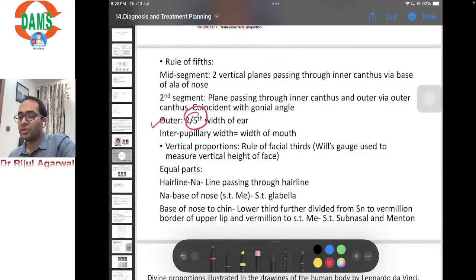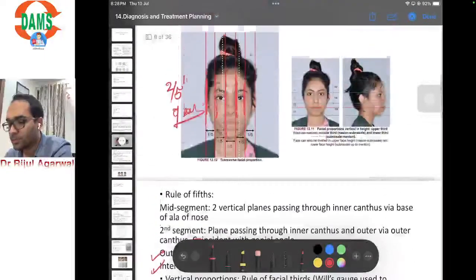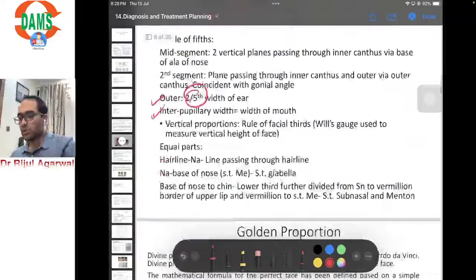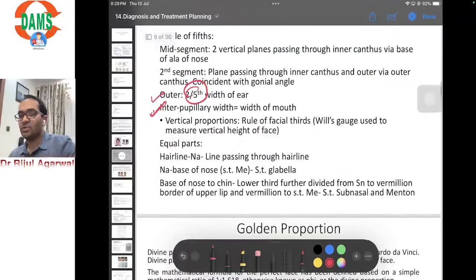So in a proportionate face, the interpupillary width should be equal to the width of the mouth. So the interpupillary width should be equal to the width of the mouth. So again, another potential MCQ.